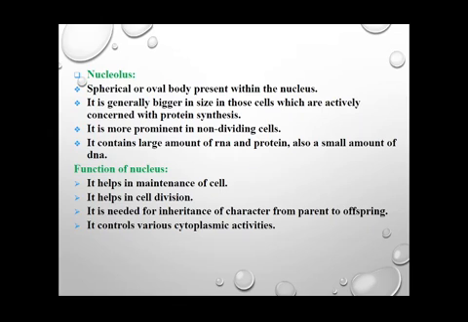As I told you just now, chromatin material got converted into chromosomes. Chromosomes contained DNA and DNA contained genes. So the major portion of the DNA is present in the chromatin material or in the chromosome, and the nucleolus contains a larger amount of RNA, ribonucleic acid, and proteins. So now we have studied the four main components of the nucleus: the nuclear membrane, the nucleoplasm, the chromatin network, and the nucleolus.